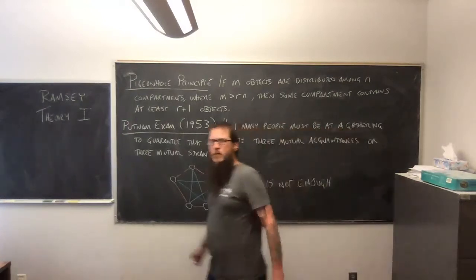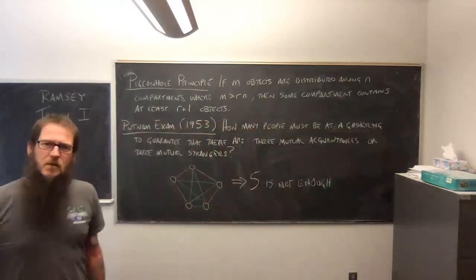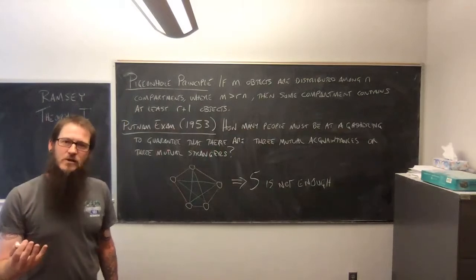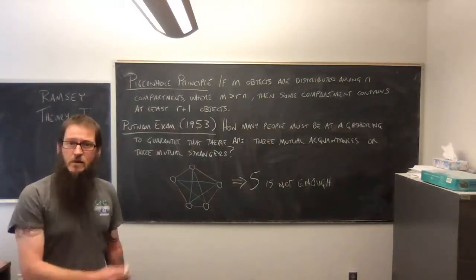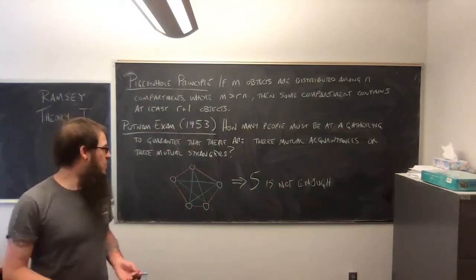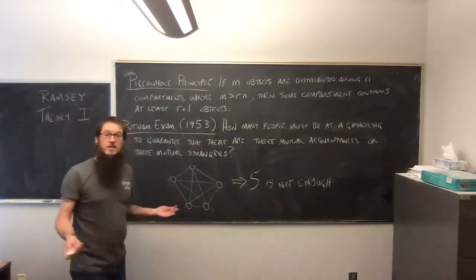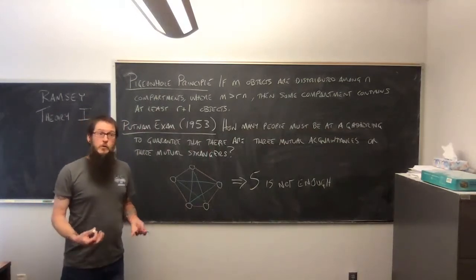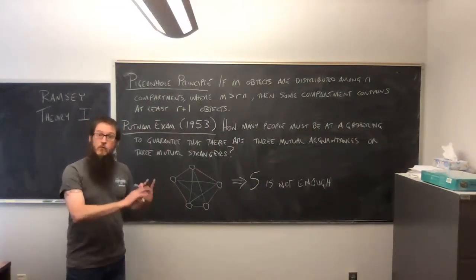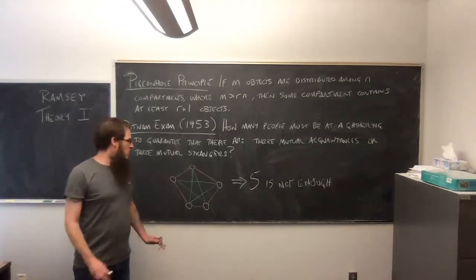So if 5 people are not enough, that means it's necessary to have at least 6 to guarantee this, but it's not clear that 6 is sufficient yet. So we could take a similar approach. We could take 6 vertices and see if it's possible to start putting red and blue edges in them and do it in such a clever way as to avoid red and blue triangles.